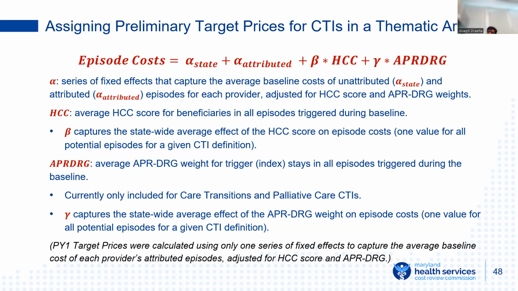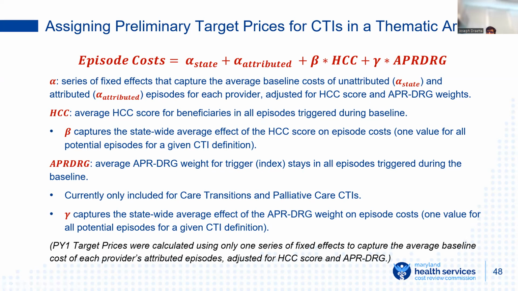In order to estimate the target price for each specific CTI definition, we use statewide CCLF data from the baseline year. We identify all the episodes in that state that meet the criteria for each CTI definition, and then identify the hospitals that they are attributed to. Then we estimate this equation, in red, at the episode level separately for each CTI definition. We use this statewide data set to estimate the average association between the patient's HCC score and APR-DRG weights, which are captured here by these beta and gamma parameters that are estimated.